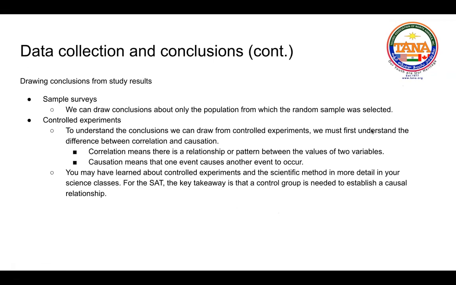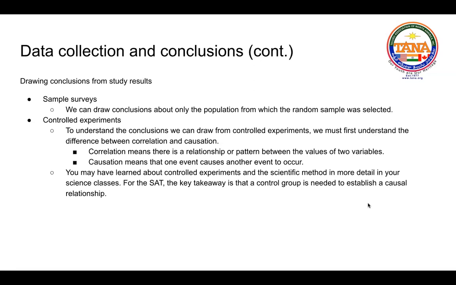To understand the conclusions we draw from controlled experiments, we must first understand the difference between correlation and causation. So correlation means there's a relationship or pattern between the values of two variables. And causation means that one event causes another event to occur.